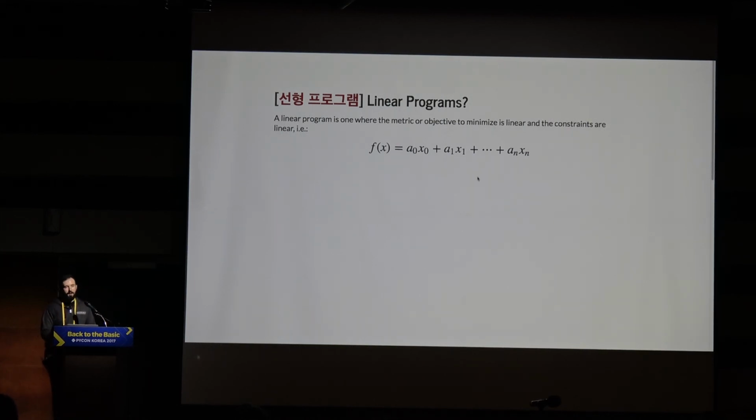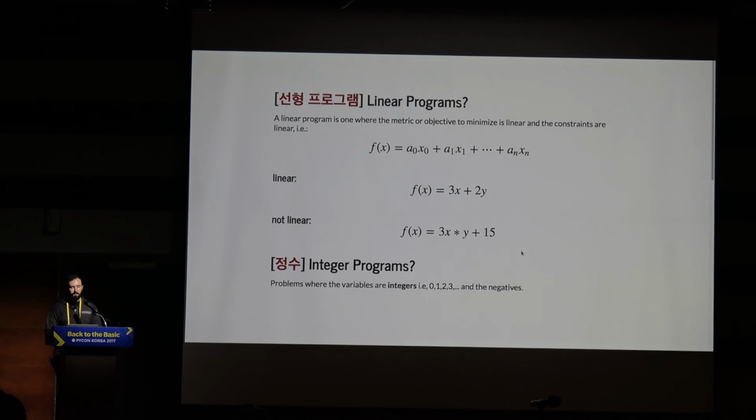Just a quick review of what some of these terms mean. When I say linear, I just mean that the functions are a constant times a variable, and so on. I'm sure everybody knows, but this is linear, and this is not, because you have x multiplied by y. Now, all these variables so far have been continuous, but you can also have variables that are integers, like 0, 1, 2, 3, and the negatives. In that case, you have an integer program. If you have a combination of both, you have what's called a mixed integer program.